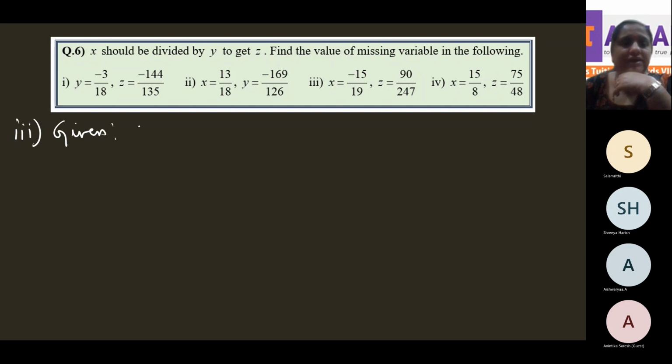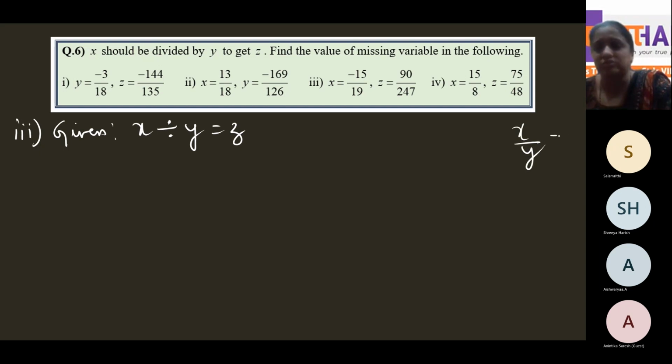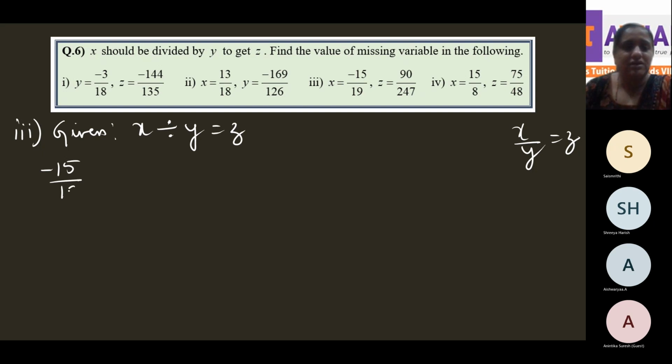The given equation is x divided by y is equal to z. Why are we writing like this? Why not like this? Because the given values of x, y, z, they are in fractions. So it's easier to write it like this. X divided by y is equal to z. Now, in the third one, we have x is minus 15 by 19 divided by y, which is not given, is equal to z, 90 by 247.